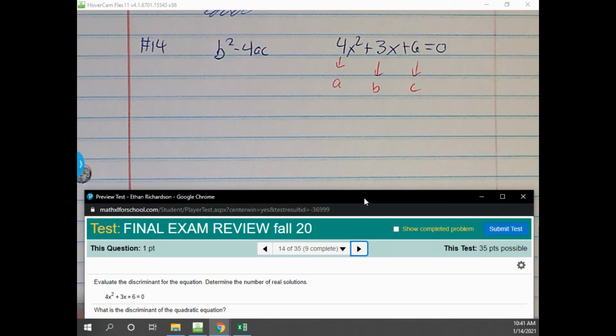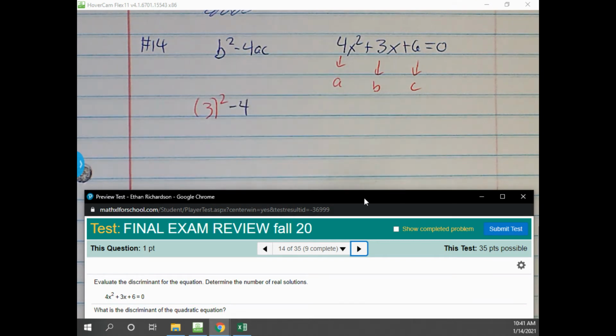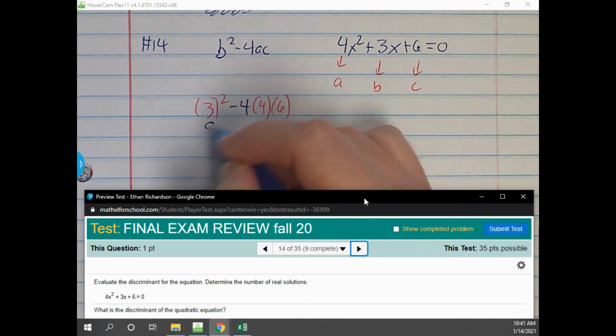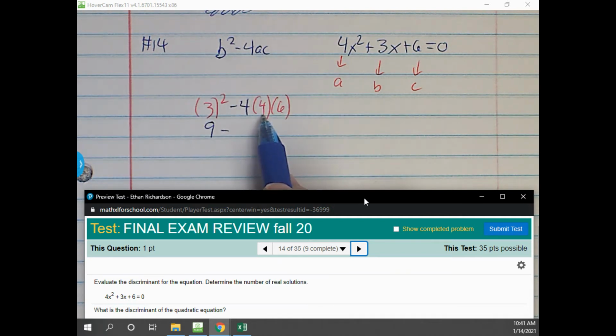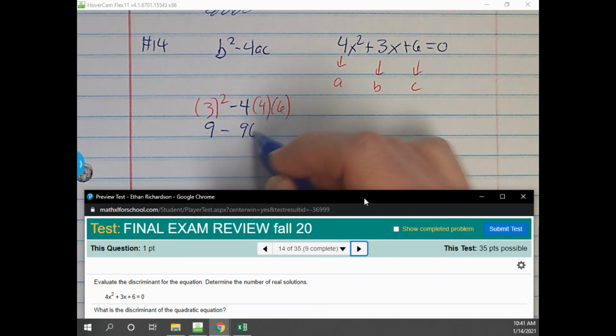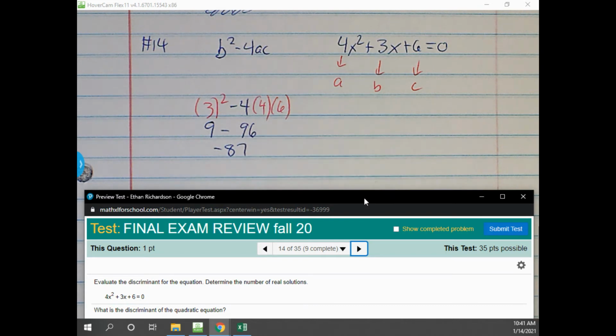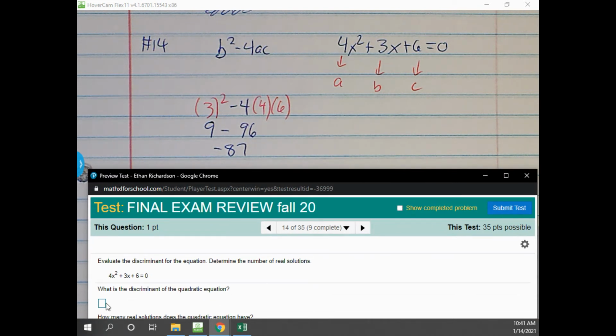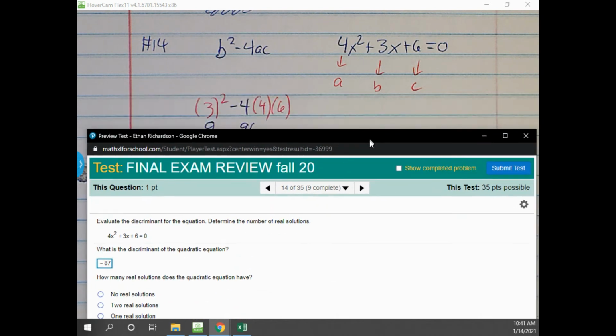Okay, and again, to be on the safe side, when you plug in these numbers, put parentheses around the numbers. So this is 3 squared minus 4 times a times c. 3 squared is 9. 4 times 4 is 16. 16 times 6 is 96. So if we do 9 minus 96, that's a negative 87. Okay. Now, sometimes they'll give you 2 parts. This one, we're going to wait to do it all together.